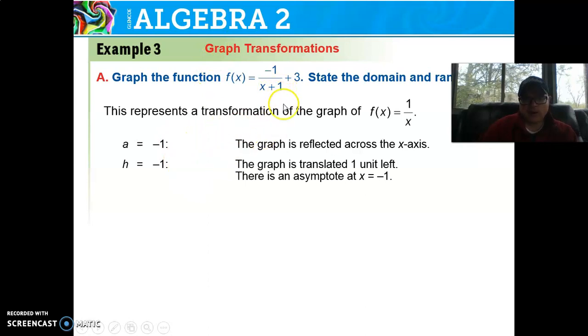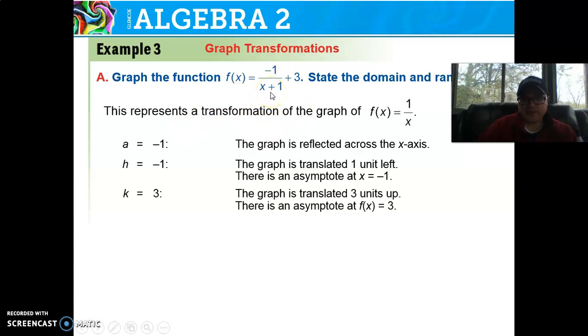H is negative 1, which means negative 1 is going to be where the vertical asymptote is. So it's been shifted 1 unit to the left because it normally was at 0. And then K is 3, which means the graph's been shifted up by 3 units, and that means there's an asymptote at y equals 3.